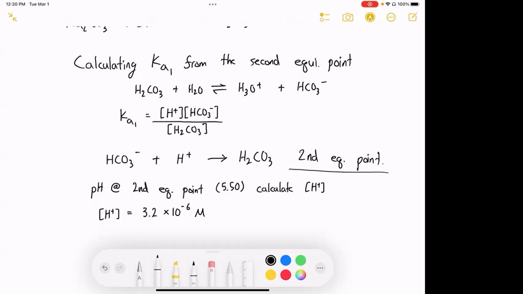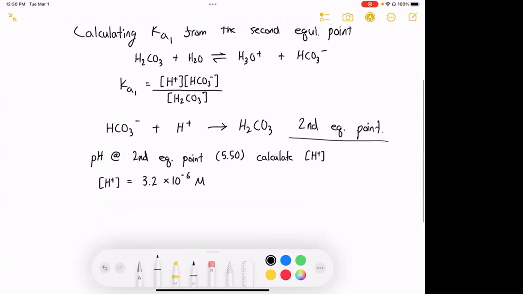Okay, so we're trying to find that point because at the second equivalence point, we have bicarbonate, and then we're going to add enough acid to react with all the bicarbonate, and that will determine that pH value will give us the H plus. So that's our H plus value right here.